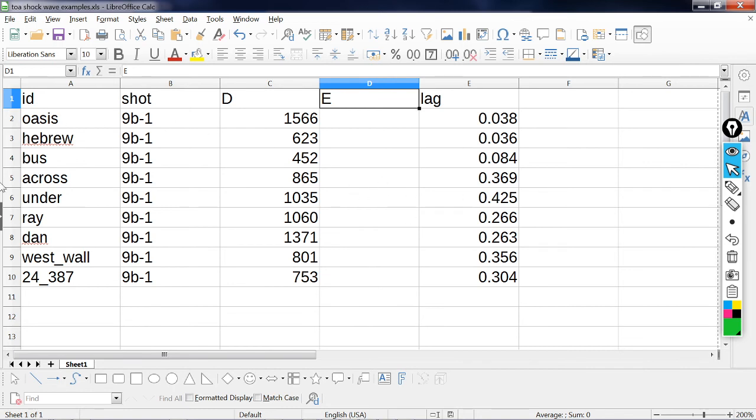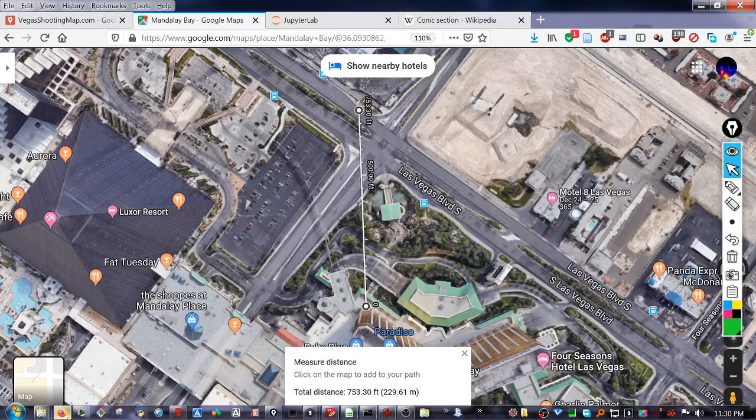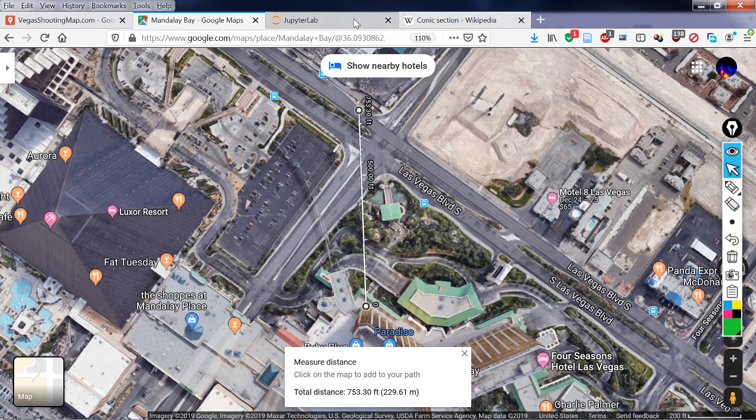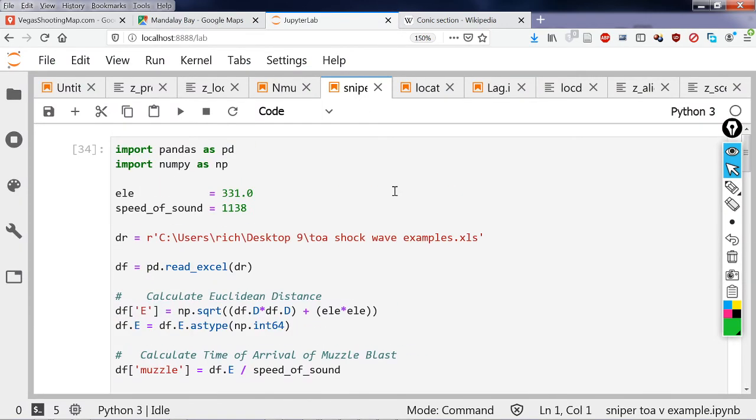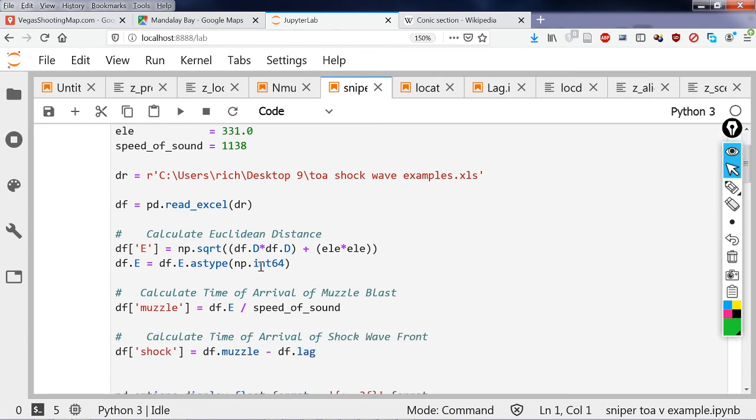So I create myself an Excel spreadsheet with these numbers in them. And then I go over to my programming environment, and I write a little program. I set the elevation to 32,135, which is 331 feet above where I was measuring the base to. I set the speed of sound to be 1,138 feet per second. Then I read in my Excel spreadsheet, and then I start calculating.